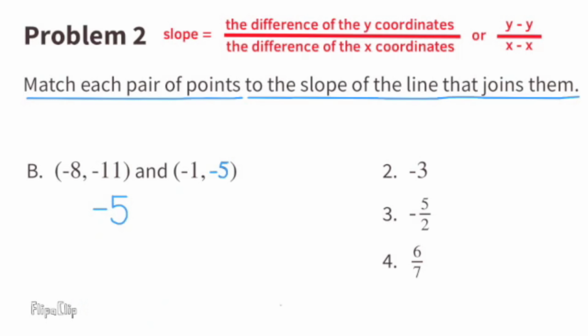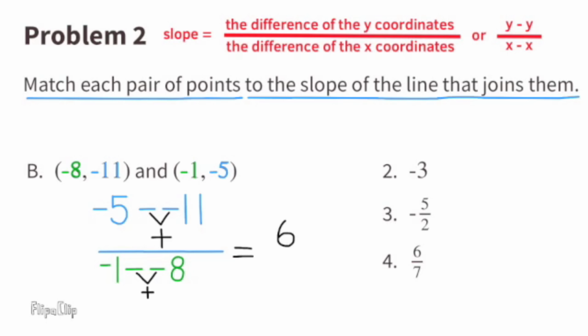The y value negative 5 minus the y value negative 11, that's the same as minus a negative. I like to look at it as the opposite of a negative, and the opposite of a negative is a positive. So negative 5 plus 11 over negative 1 minus negative 8, or negative 1 minus the opposite of negative 8. And the opposite of negative 8 is plus 8. So negative 1 plus 8. Negative 5 plus 11 is 6, and negative 1 plus 8 is 7. So the slope of this line would be 6 over 7.